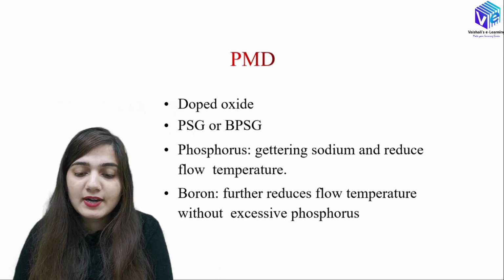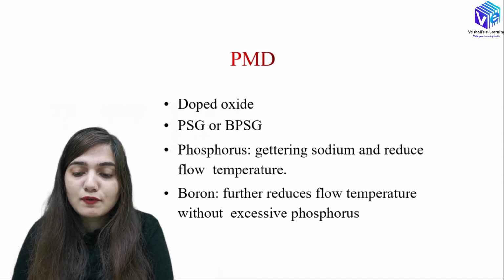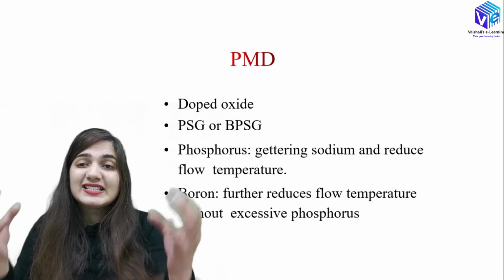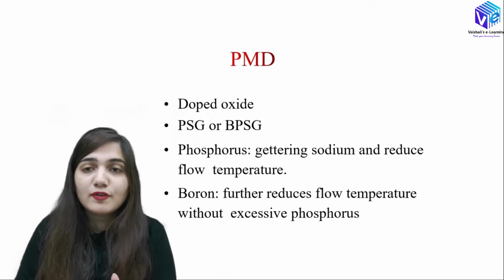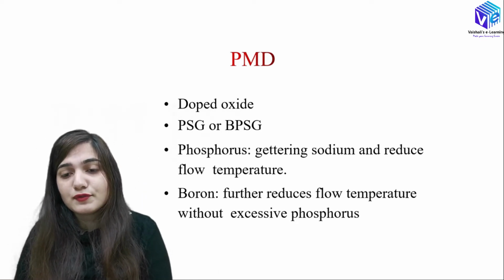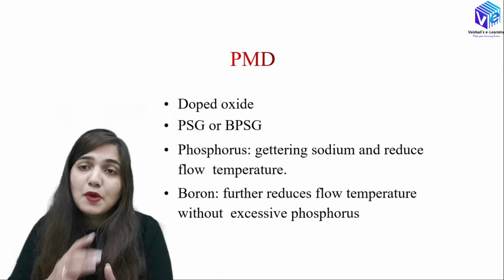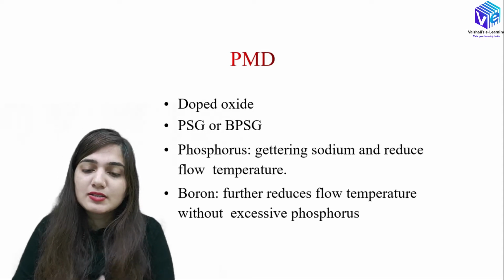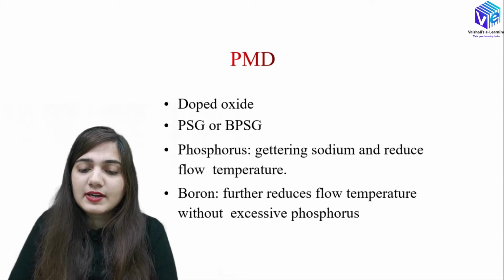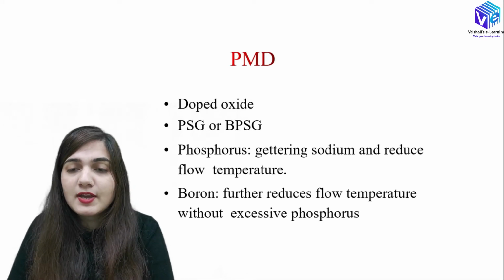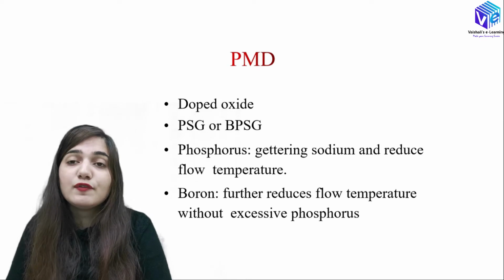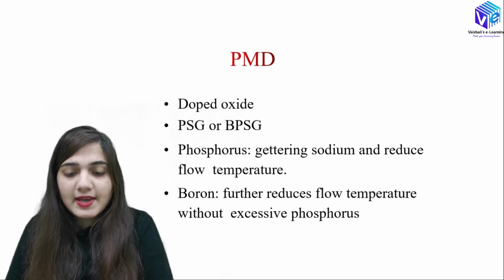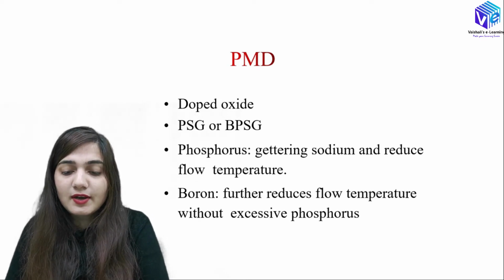Now what is the advantage of phosphorus? So phosphorus is used as a gathering agent for sodium, and now it is attracting all of the sodium and it is getting them removed from inside the wafer. So now it is a gathering agent, which is a very important thing. So this is the reason we are using the phosphosilicate glass, or phosphorus, in the process of PMD. Okay, and it reduces the flow temperature as well. So this is the next advantage of using the phosphorus.